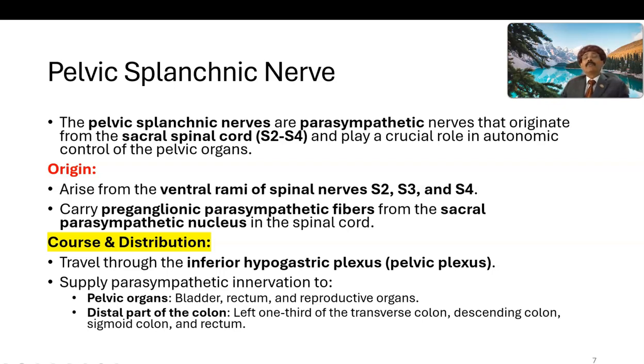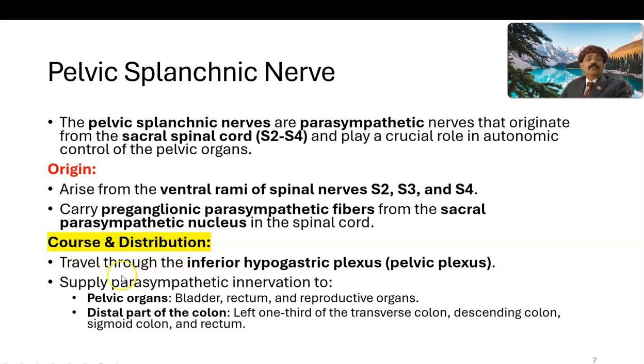Now we'll go to the pelvic splanchnic nerve. The pelvic splanchnic nerves are parasympathetic nerves that originate from the sacral spinal cord S2 to S4 and play a crucial role in autonomic control of the pelvic organs. Origin: they arise from the ventral rami of spinal nerves S2, S3, S4, carrying preganglionic parasympathetic fibers from the sacral parasympathetic nucleus in the spinal cord.